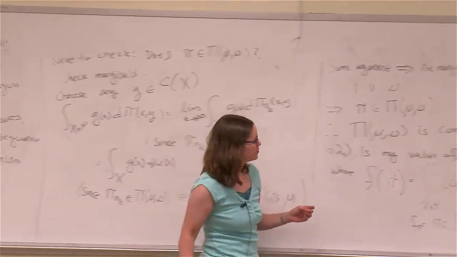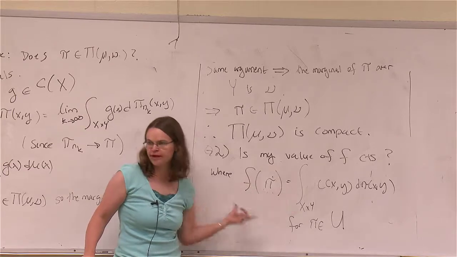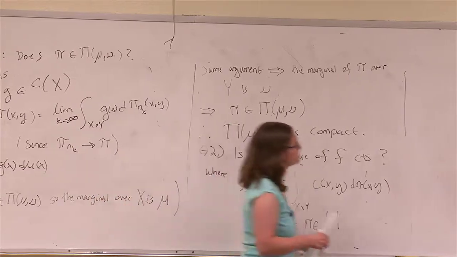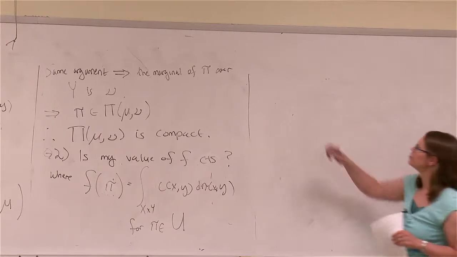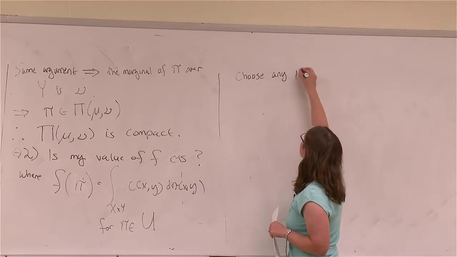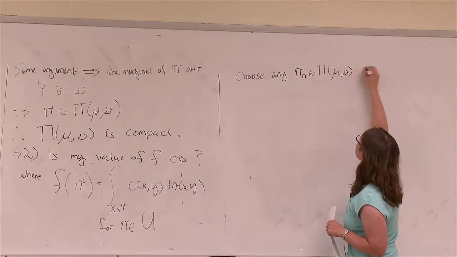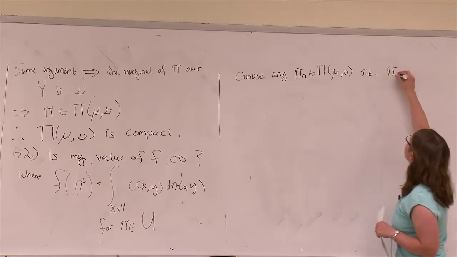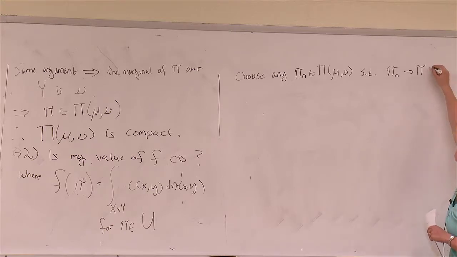I want to say that if I have a sequence of pi n's that converge to some pi, then my f of pi n's also converge to f. Right? That's the way of writing continuity. So let's choose any pi n's that live in my space such that pi n's converge to pi, which is also in the correct set.